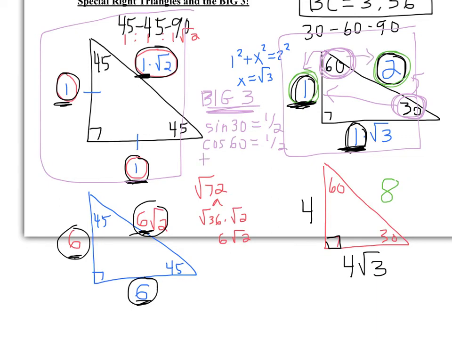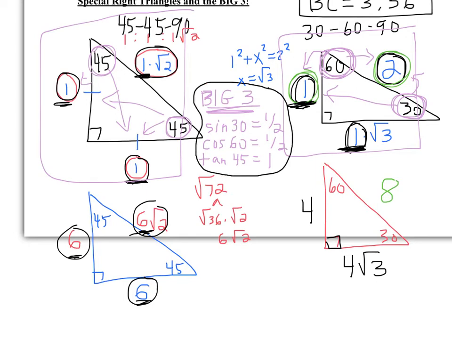And the last one to memorize is the tangent of 45. Well, 45, now we're in this other triangle. Tangent is opposite over adjacent, so it doesn't matter which 45 you look at. If you do the opposite over the adjacent, it's 1/1, or just 1. So the big three is that the sine of 30 is 1/2, cosine 60 is 1/2, tangent 45 is 1.